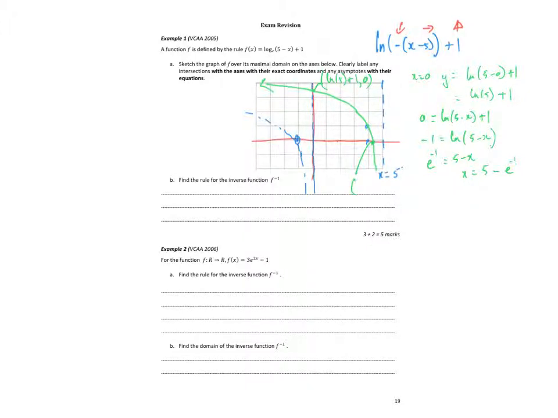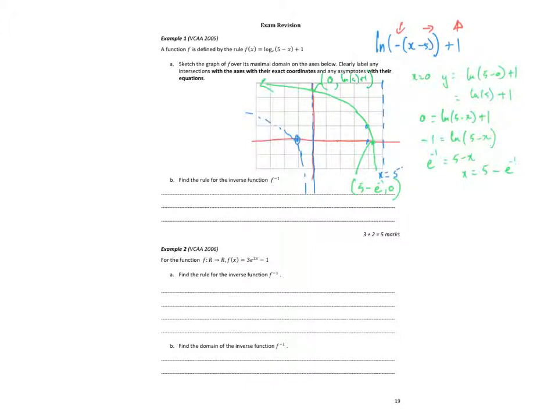We're going to put the, I've got to fix up 5 minus e to the minus 1, 0. And I shouldn't do this while watching the cricket. Let's get that the right way around. And what did we say it was? We said it was natural log of 5 plus 1, so 0, natural log of 5 plus 1. So I've done 2 intercepts. Sketch the graph of maximal domain, label any intersections with the axes with their exact coordinates, we've done that. Any asymptotes with their equations, x equal to 5, we've done that.